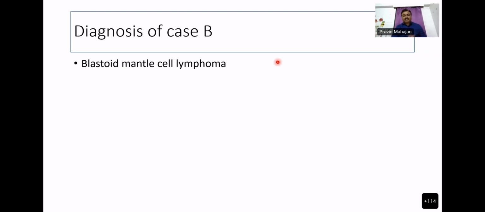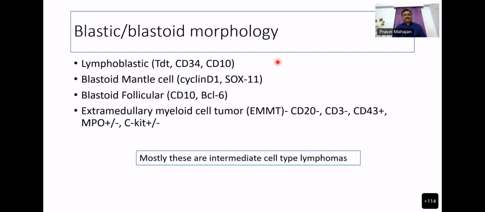So what we learn from this is that when you have this kind of morphology, according to the clinical history, you have to rule out either a blastic lymphoma, which is like a lymphoblastic lymphoma, or a blastoid variant of a mature lymphoma. For blastic and blastoid morphology, as I already mentioned, for lymphoblastic lymphoma, you do TdT, CD34 and CD10 markers along with CD20 and CD3 to prove that it is a blastoid mantle. In the last case, we did cyclin D1 and SOX11.